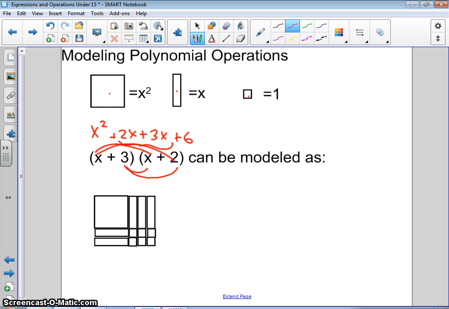When I put my middle term together, I'm going to get x squared plus 5x plus 6. So I want to make sure that I've got 1x squared down here. All right, here's my 1x squared. I'll just put an x squared there. I've got to have 5 x's down here. X, x, x, x, x. There's my 5 x's. And I got to have 6 1's down here. 1, 1, 1, 1, 1, 1. So that models that problem.